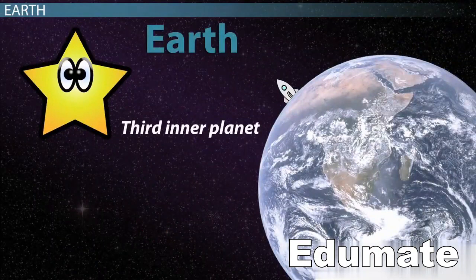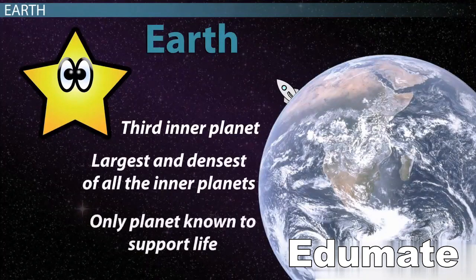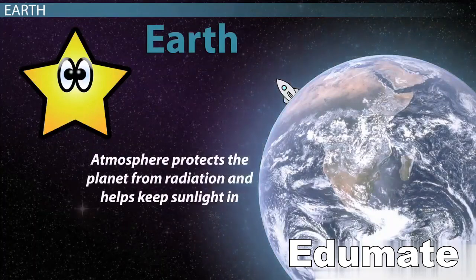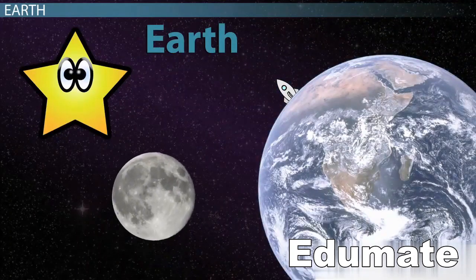Earth is the only planet whose English name does not derive from Greek or Roman mythology. Earth is the largest and densest of the inner planets, and is the only place in the solar system where life is known to exist. Earth's atmosphere protects the planet from the dangerous radiation and helps keep valuable sunlight in, allowing life to survive. Earth is the only terrestrial planet with a large satellite, the Moon.